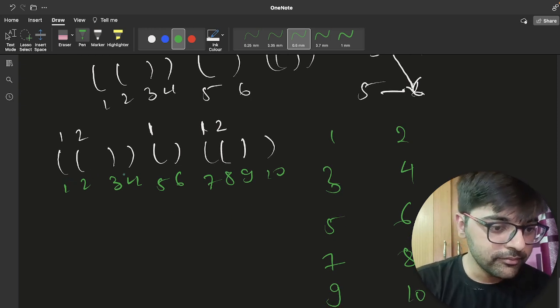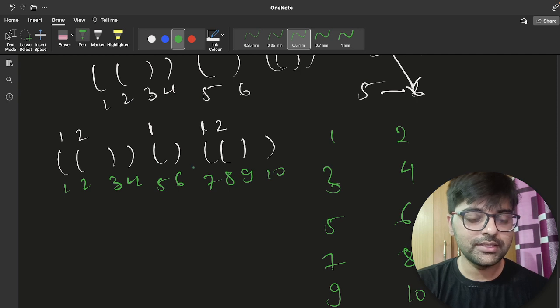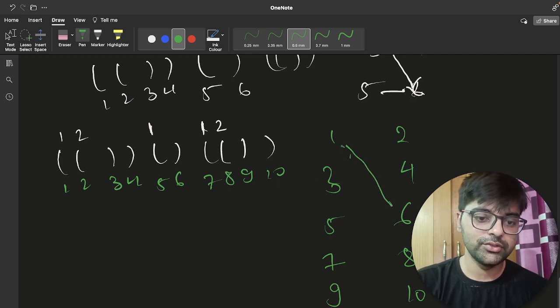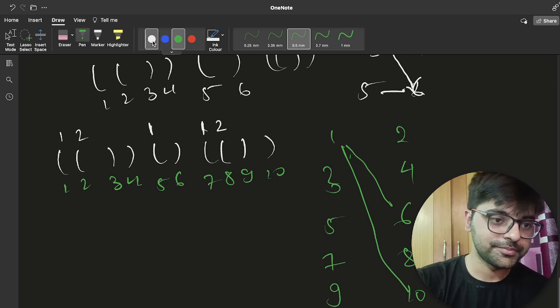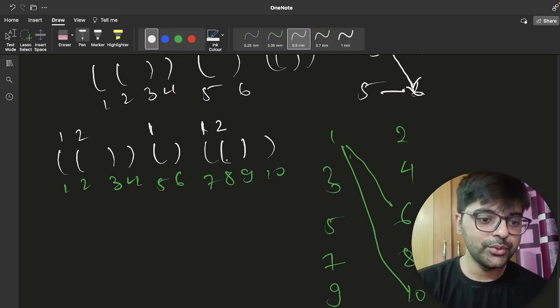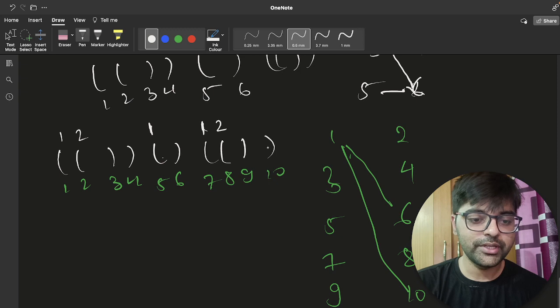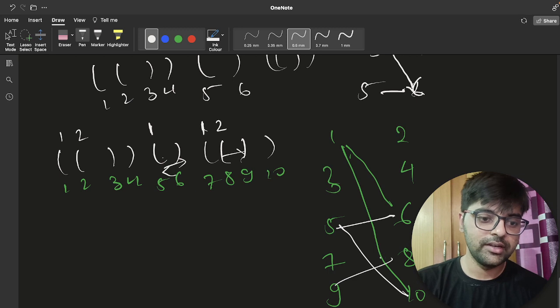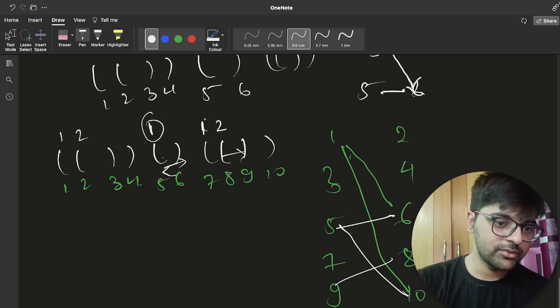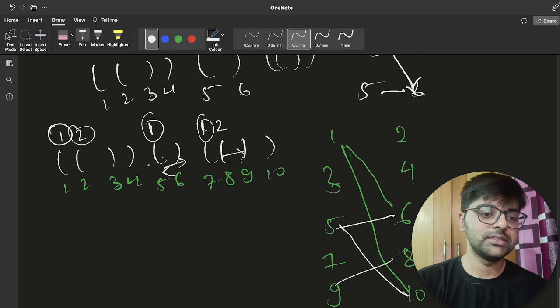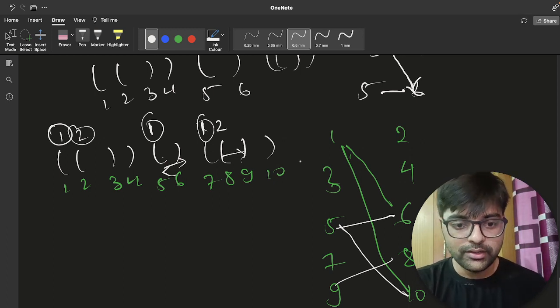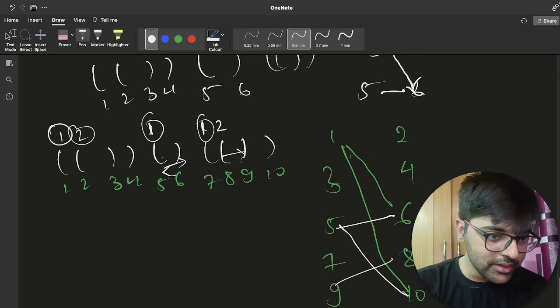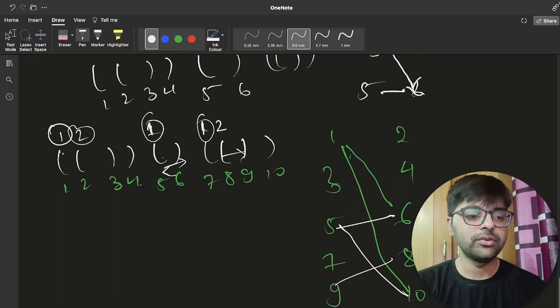Now you can see that 1 to 6 is balanced, 1 to 10 is also balanced, right? 5 to 10 is balanced. And 5 6 is here, and 8 9 is connected. Consider level 1 only right now.